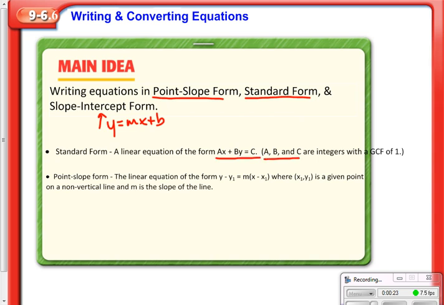Big thing: a, b, and c have to be integers with a greatest common factor of 1. Point-slope form. The linear equation for point-slope form, here it is: y minus y1 equals m times parentheses x minus x1. x1, y1 are just a point or a coordinate, and m is your slope.